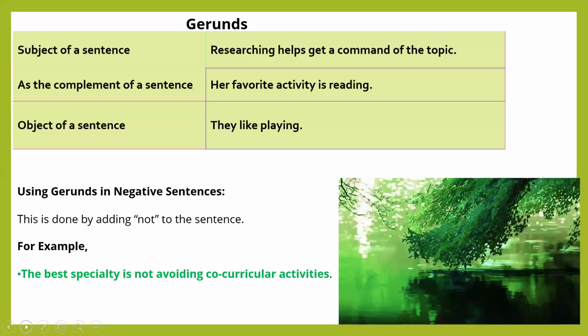How to use a gerund in negative sentences? This is done by adding not. In negative sentences, we have to add not to the sentence. The best example is: the best specialty is not avoiding co-curricular activities. So it is not avoiding. Before the gerund, we use not to make negative sentences.